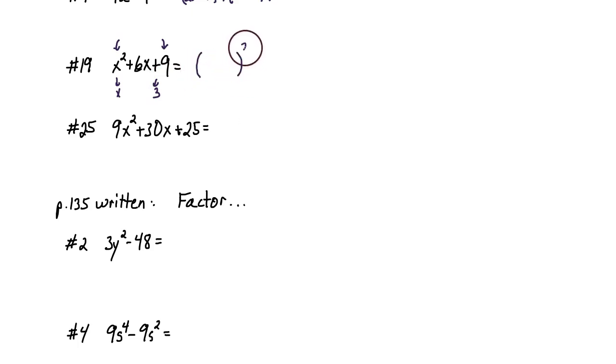Once you decide that this is a perfect square trinomial, then follow the factoring pattern that works for that kind of polynomial, a set of parentheses squared. The square root of x squared is x, the square root of 9 is 3, and this has a plus sign in the middle, so there's a plus sign here.